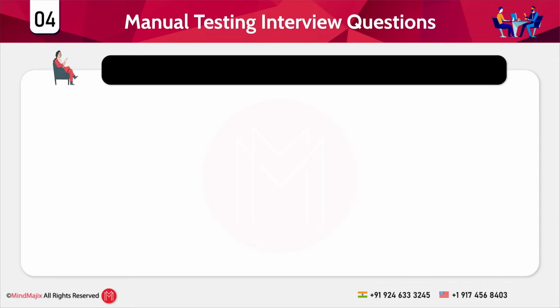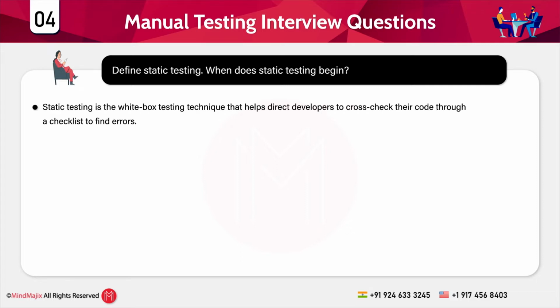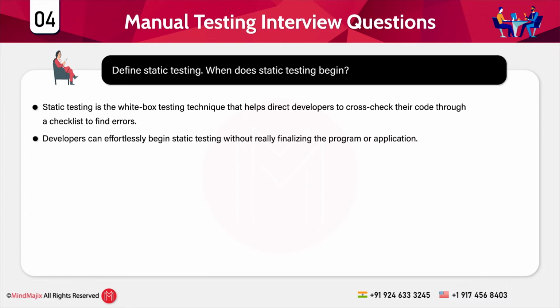The next question is, define static testing and when does static testing begin? Static testing is the white box testing technique that helps direct developers to cross-check their code through a checklist to find the errors. Developers can effortlessly begin static testing without really finalizing the program or the application.